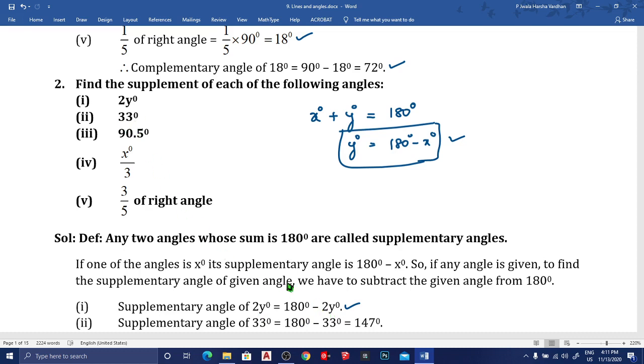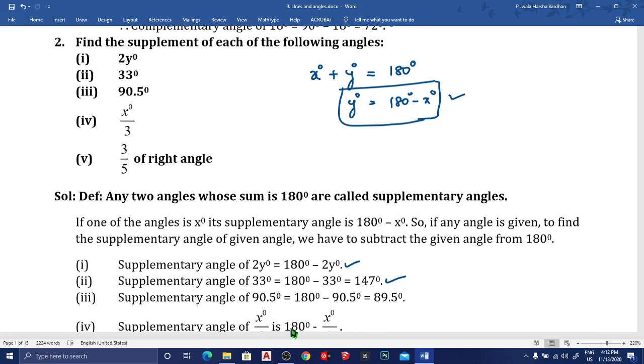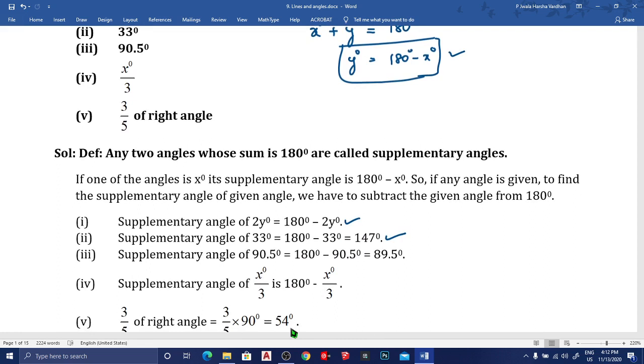Next, 33 degrees means 180 minus 33, which is 147 degrees. By adding these two, you will get 180 again. 147 plus 33 is 180 degrees. So 147 degrees is the supplementary angle of 33 degrees.